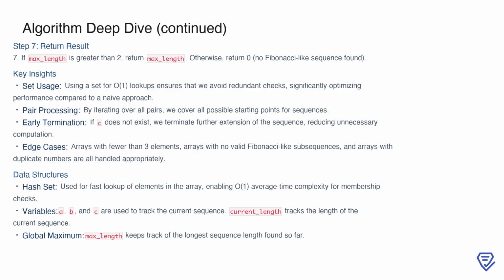Additionally, the algorithm is designed to handle edge cases well, such as arrays that are too short, arrays with no valid sequences, or arrays with duplicate numbers. For data structures, the hash set is the backbone of our solution, while variables like A, B, and C help track the sequence being processed. The current sequence length and the global maximum length ensure that we can efficiently manage and update our results.